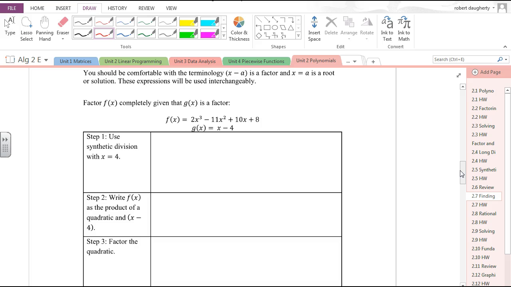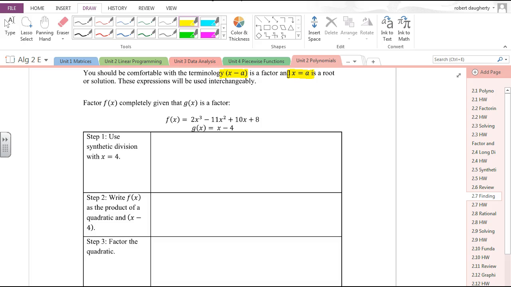You should be very comfortable when I tell you, x minus a is a factor. That means that x equal a is a root or a solution or 0. So be very comfortable switching back and forth between those terminologies, okay? So let's look at another one. Factor this completely. So factor f of x completely given that g of x is a factor.